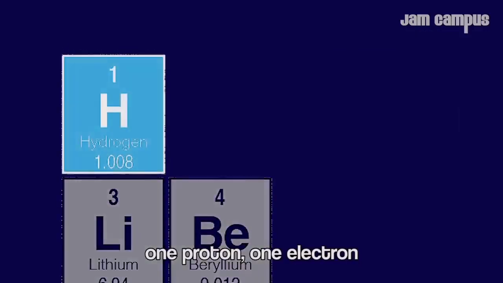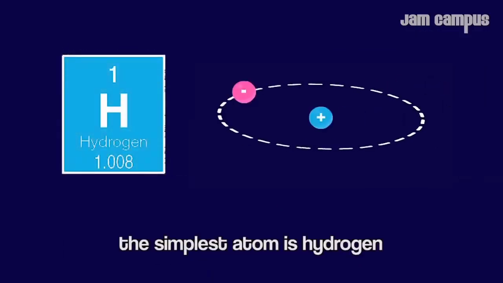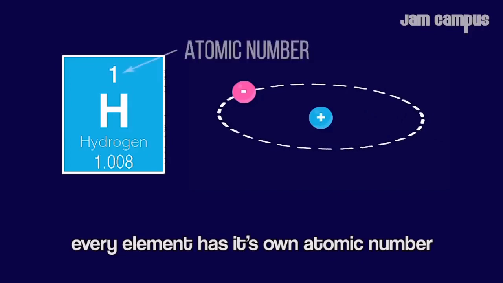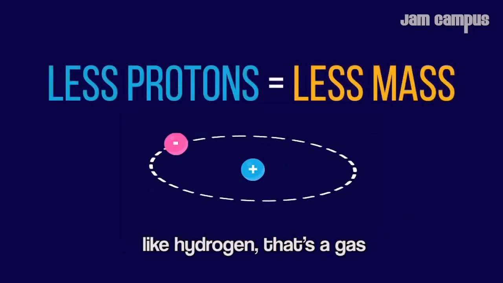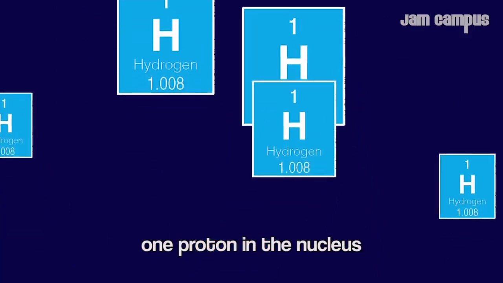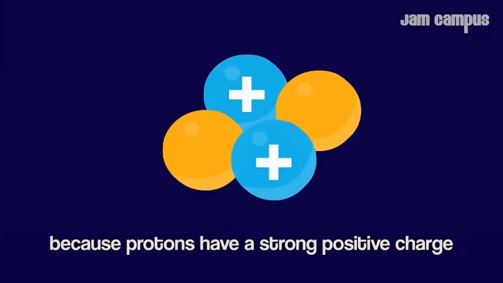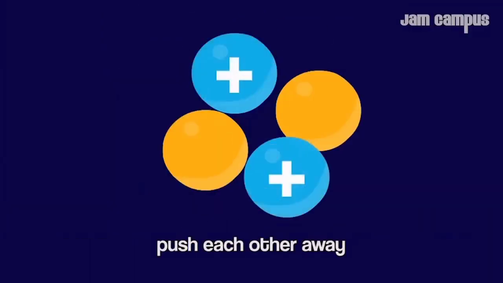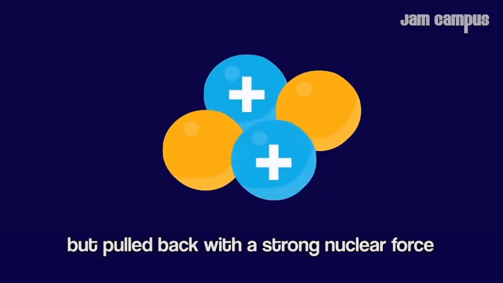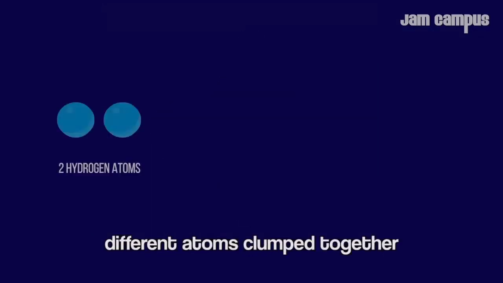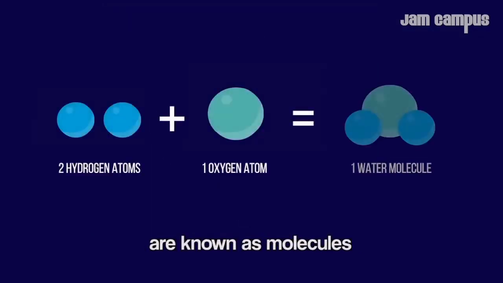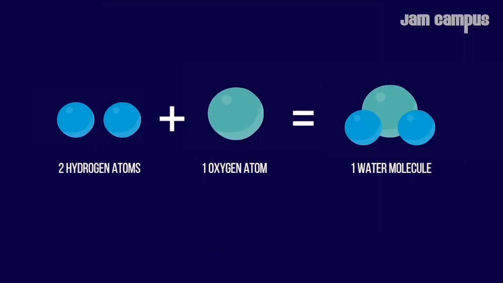One proton, one electron, the simplest atom's hydrogen. Every element has its own atomic number. Tells us how many protons located in its center. Less protons means less mass, like hydrogen, that's a gas. It's less dense in the air, one proton in the nucleus. Because protons have a strong positive charge, push each other away, bubble back with a strong nuclear force. Balance makes atoms possible. Everything in the universe, different atoms come together, are known as molecules.